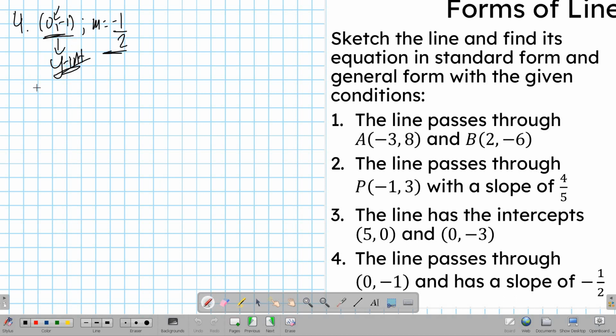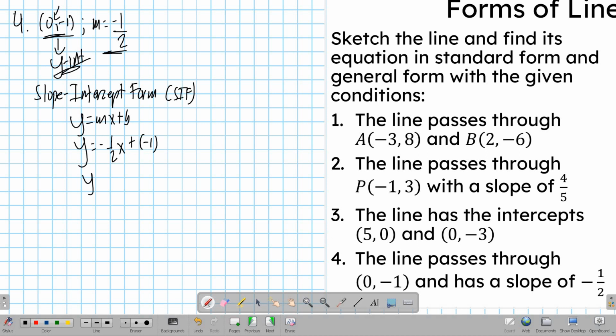So, again, our slope-intercept form, or SI, would be y is equal to mx plus b. So in this case, this becomes y is equal to negative 1/2 of x plus negative 1. Or y is equal to negative 1/2 of x minus 1. Yan na yung ating slope-intercept form.